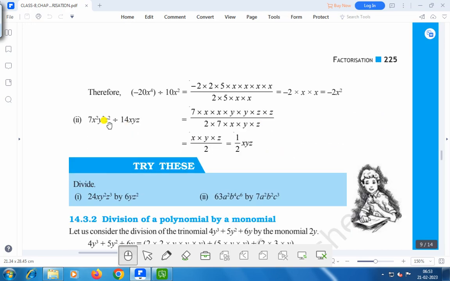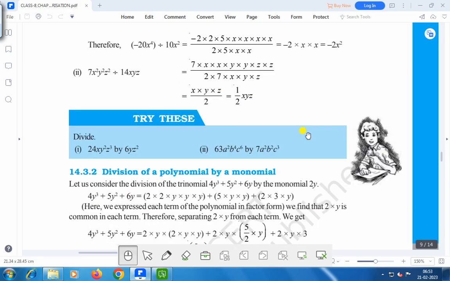Number 2: here you see 7x²y²z² divided by 14xyz. This way you can write in irreducible form, and you get 1 by 2 xyz.